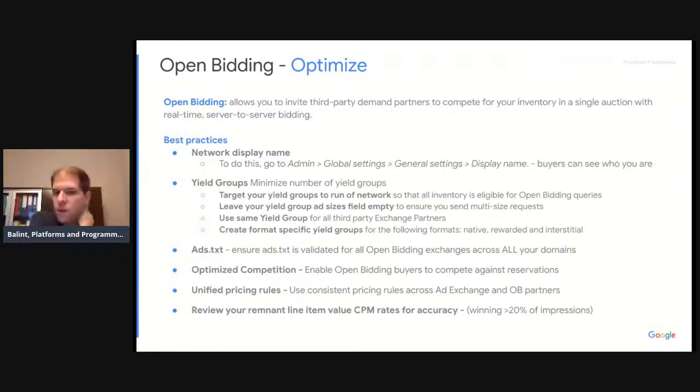When it comes to XTXT, also ensure that the XTXT is validated for all the open bidding exchanges across all your domains. And for optimized competition, enable open bidding buyers to compete against reservation. I will cover optimized competition in a minute. And then unified pricing rules: use consistent pricing rules across ad exchange and open bidding partners, and review your remnant line item value CPM rates for accuracy. And when you're running that report, check whether the networks are winning more than 20% of the impressions and see whether their value CPM should be updated.